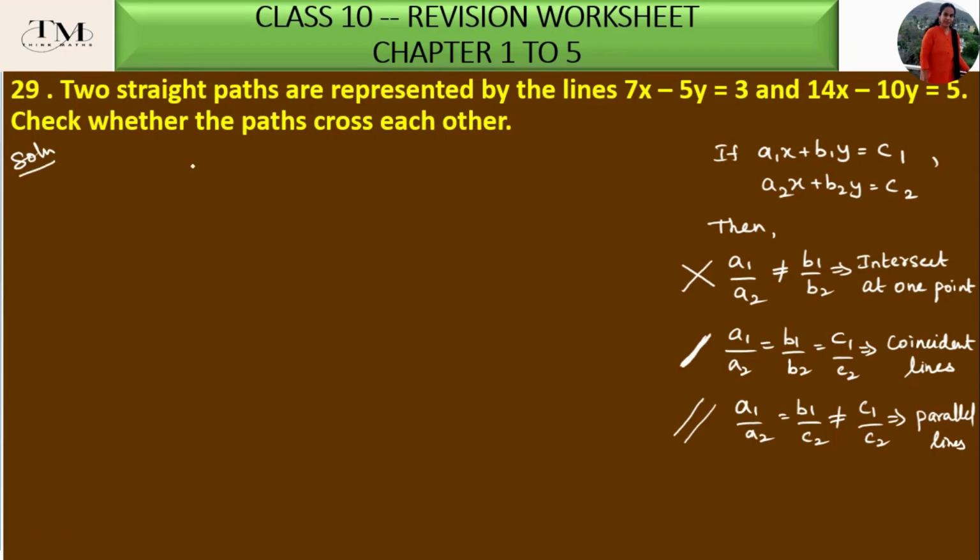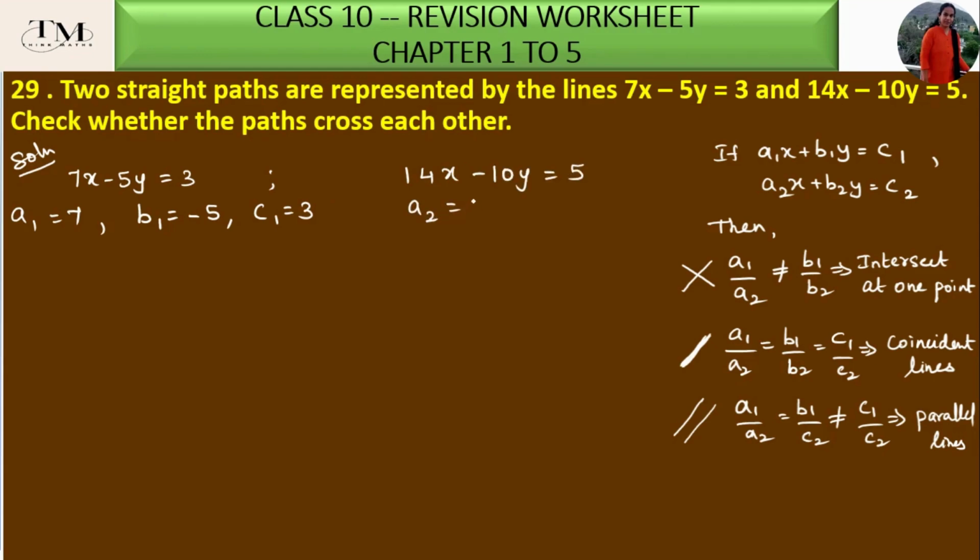So what is given? 7x minus 5y equal to 3. So this is the first equation. The coefficient of x is denoted by a1. So a1 is 7. b1 is the coefficient of y, which is minus 5. c1 is the constant, which is 3. The next equation is 14x minus 10y equal to 5. So a2 is the coefficient of x, 14. b2 is the coefficient of y, which is minus 10. And c2 is the constant 5.